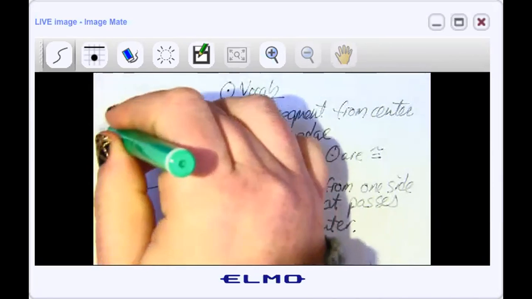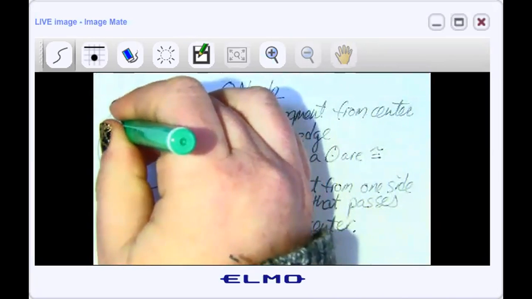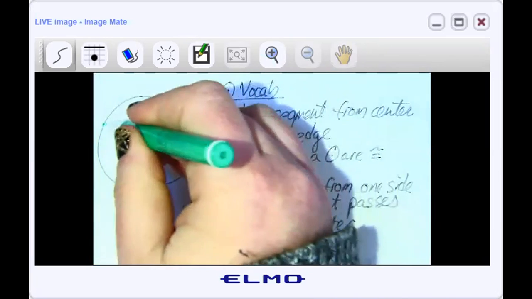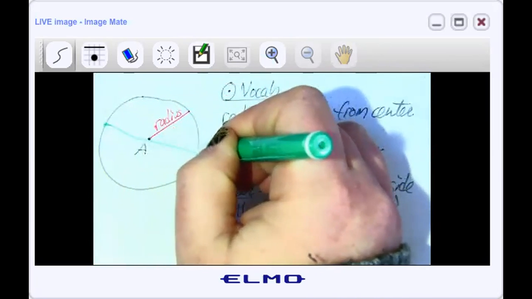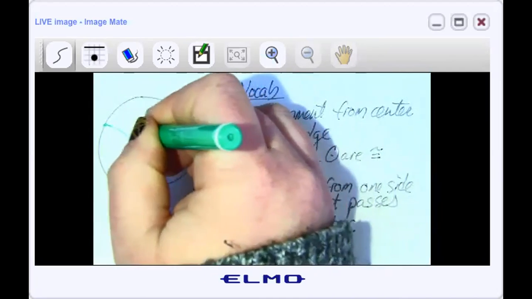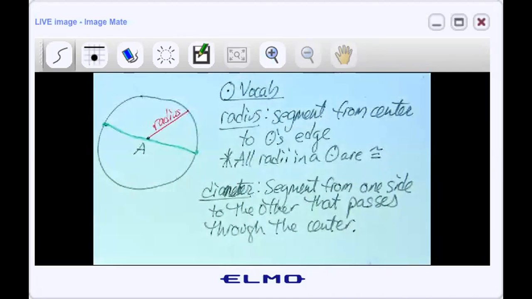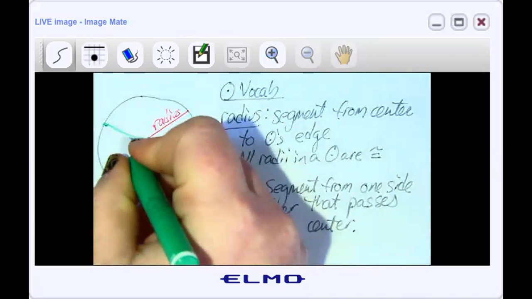So let me draw for you a diameter. It can start anywhere on the circle, doesn't really matter. And then it's got to go through the center. I didn't do a very good job. Straight line passes through the center. So that whole green thing would be a diameter.